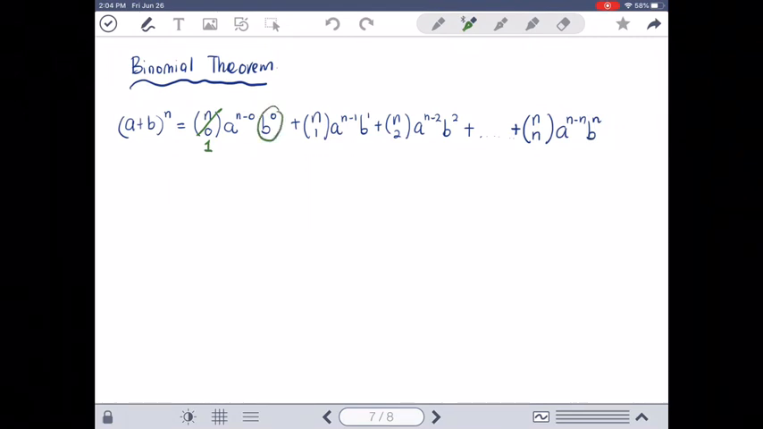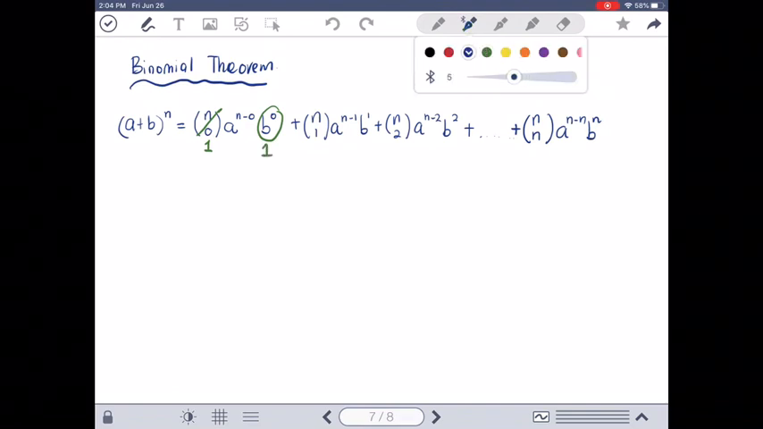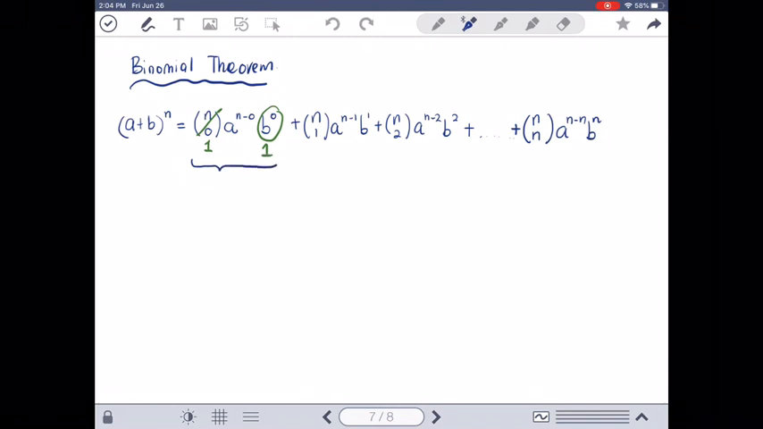And anything to the power of 0 is also equal to 1. So basically, the first term turns out to be 1 times a to the power of n minus 0 times 1. And n minus 0 is just equal to n. So basically, the first term turns out to be a to the power of n. Okay. Now have a look at the last term.